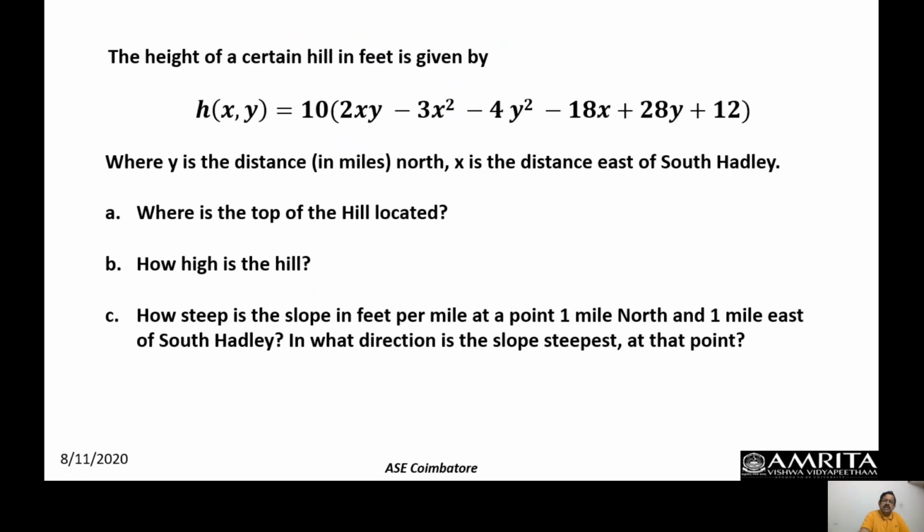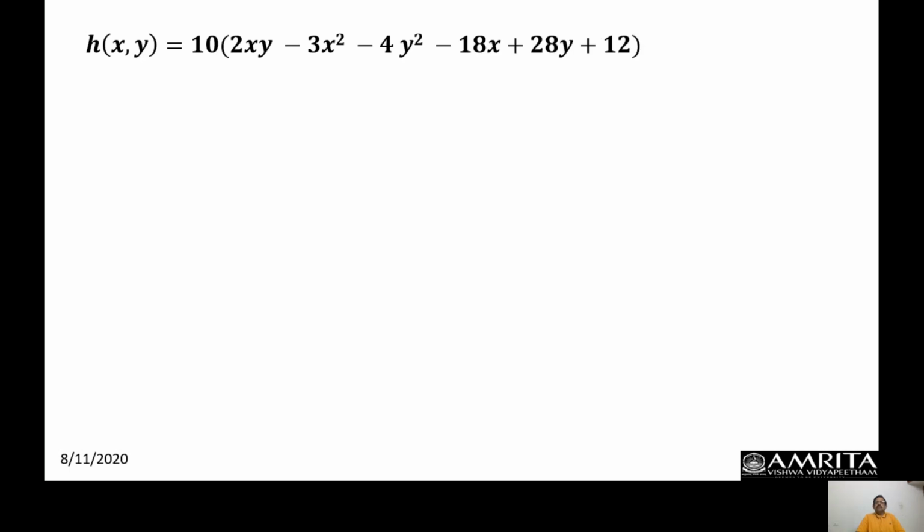So let me rewrite for the first question. What is the first question? Where is the top of the hill located? To understand this, let me rewrite the height function. 10 into 2xy minus 3x square minus 4y square minus 18x plus 28y plus 12. This is the given height function. Now, where is the top of the hill located? Where means you are talking about a location, where means coordinates. So I want to find x and y with respect to what is given. Okay.